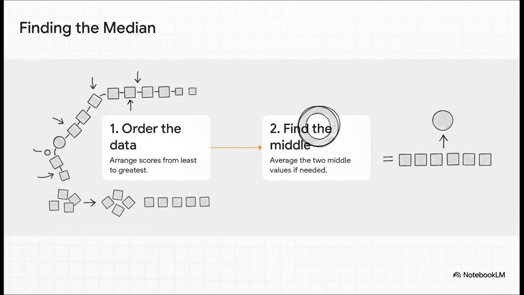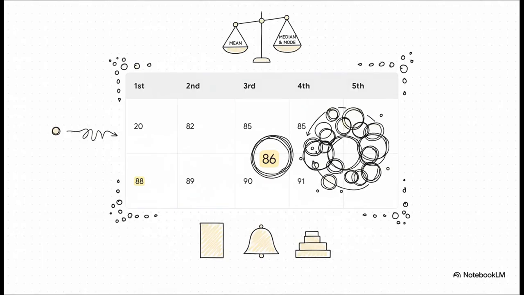Now in our case, we have 10 scores, an even number. So there isn't one single middle number. No big deal. We just take the 2 in the middle and find their average. All right, let's do it with our test scores. Here they are, all lined up nice and neat, from low to high. And check it out, see that 20? Our outlier? It's just sitting there on the far end.